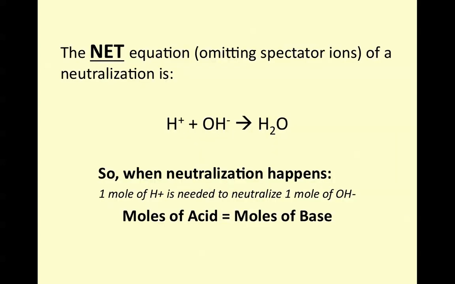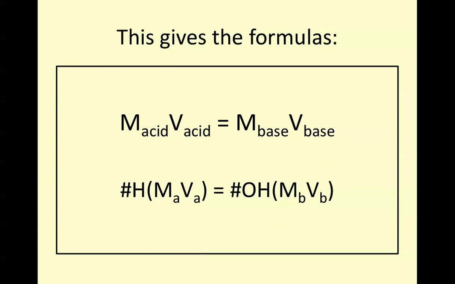So the net equation omitting the spectator ions of neutralization is our hydrogen ion plus our hydroxide ion yields H2O. And we've talked about this in our previous unit or concept. So when neutralization happens, we know that for every 1 mole of hydrogen ions or hydronium ions, it's going to be needed to be neutralized by 1 mole of hydroxide. So we know that the moles of acid equal the moles of our base when neutralization occurs. That allows us to use this formula, which should look very similar to the dilution formula used back in solutions. However, we're specifically having information about the molarity and volume of our acid equaling the molarity and volume of our base because of the fact that their moles have to be equal to each other when it is neutralized.